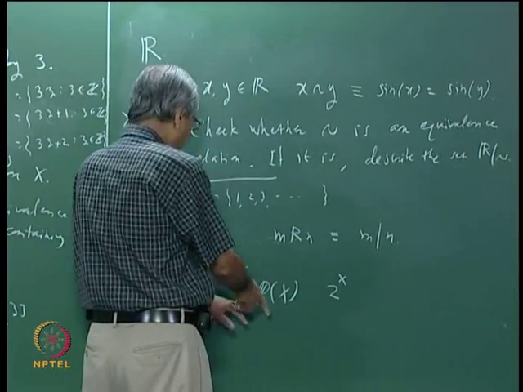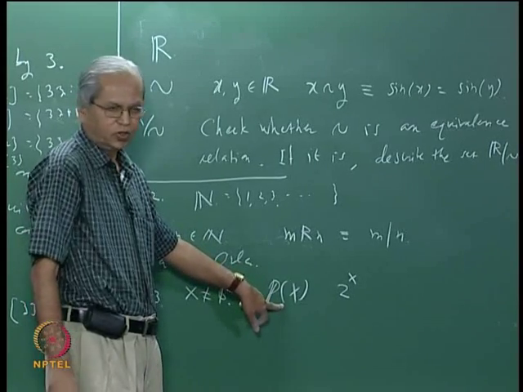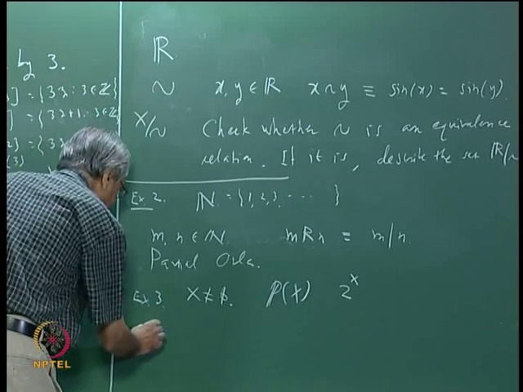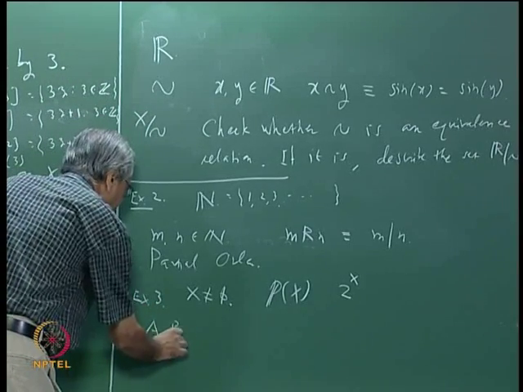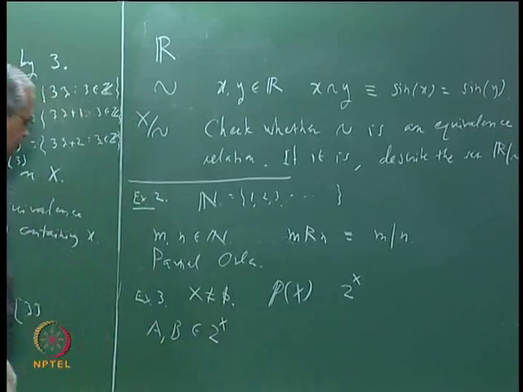I am going to define the relation not on X but on this power set of X. So what are the elements here? Those are subsets of X. So suppose we take, let us say, two elements. Suppose I call those two elements A and B. They are in 2 power X.